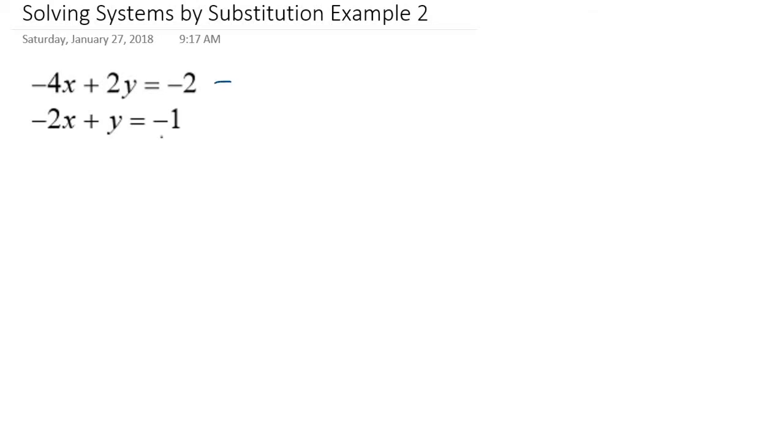The first one, apparently it will be harder to isolate either x or y, but from the second equation it will be easier to isolate y, because y has no coefficient. It has 1 as coefficient rather, so it's easier to get y by itself, and that's what we're going to do. So from equation 2 we're going to get y by itself.